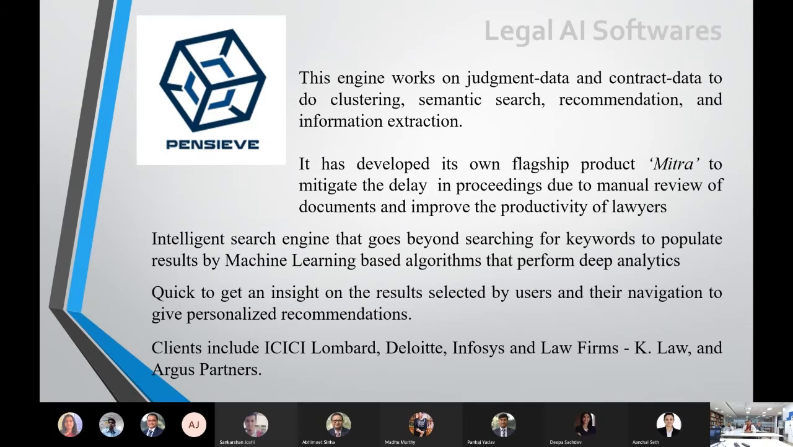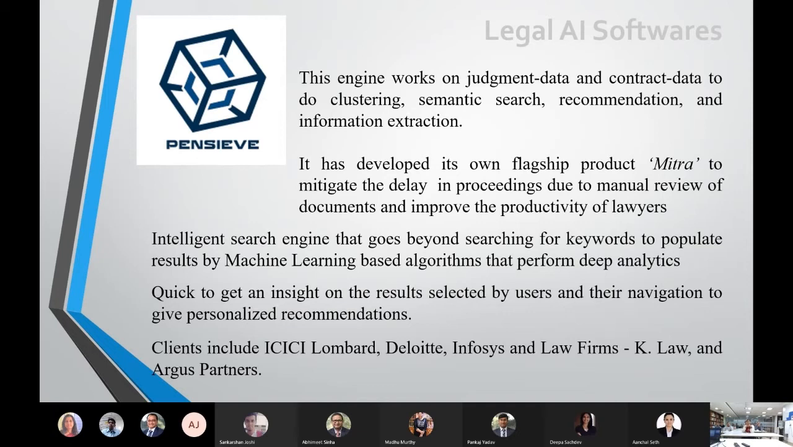The second software in research is Pensive. This engine also works on judgment data and contract data, and it has its own flagship product called Mitha, to mitigate the delay in proceedings. When we are doing research, manual review of documents is involved, so Mitha helps a lot in such cases. Of course you need not use keywords, it goes beyond that, it picks up and gives you the results, whatever is selected by the users, and the navigation.